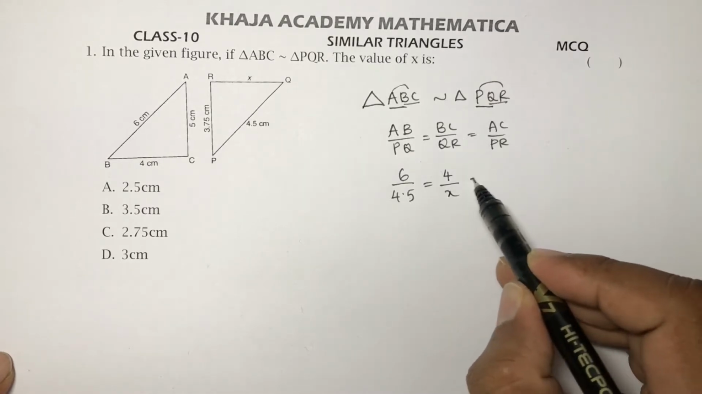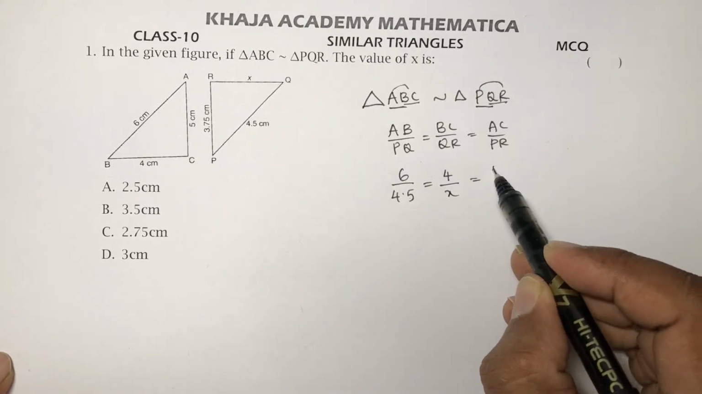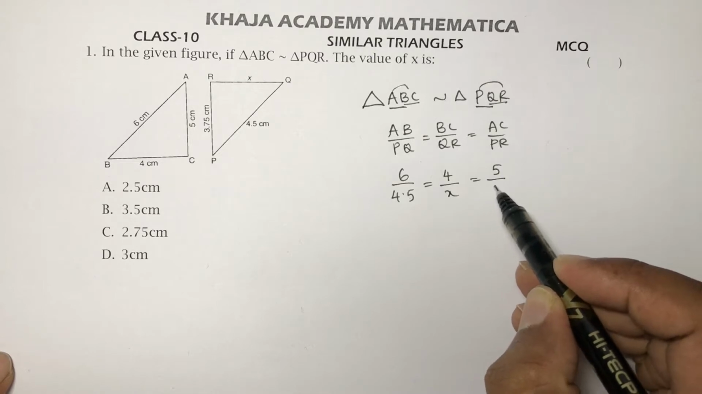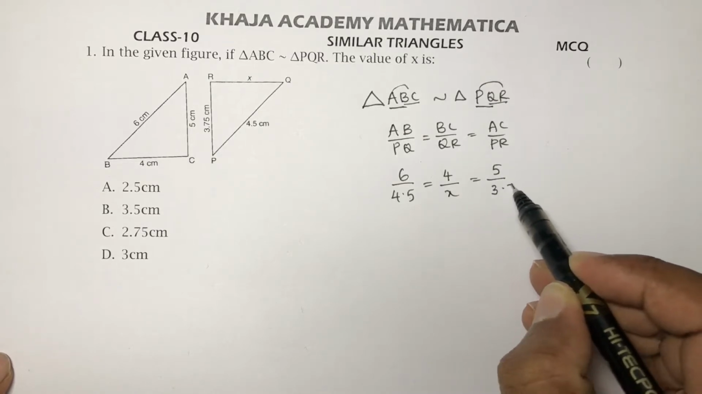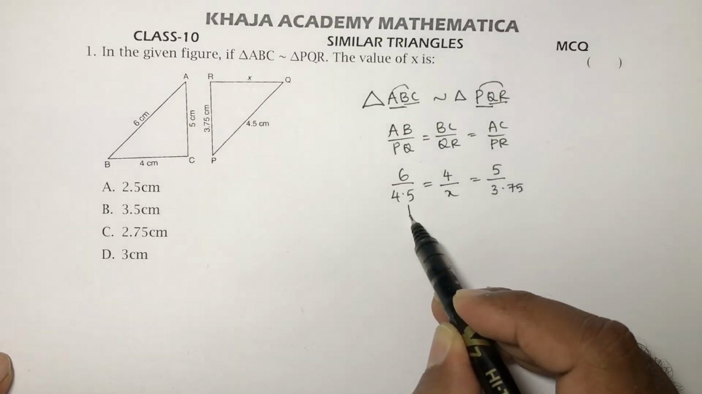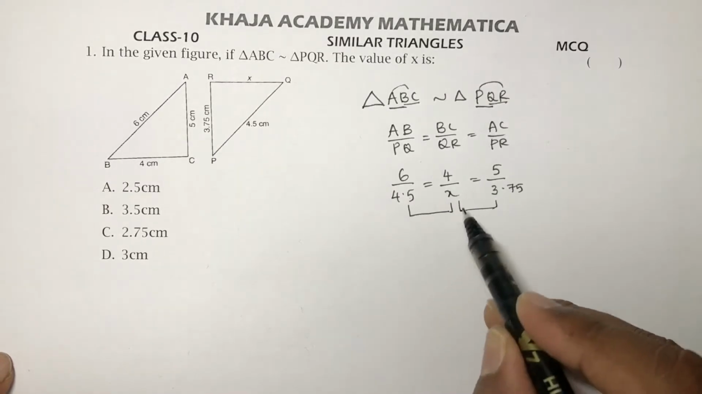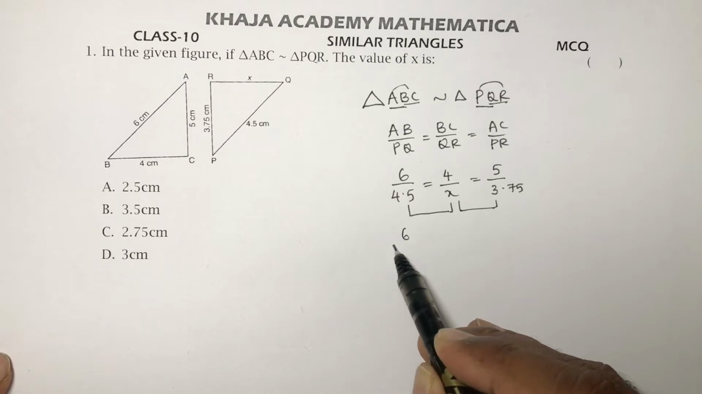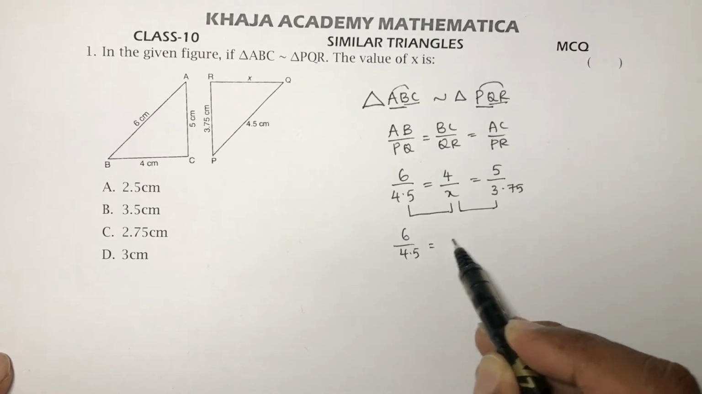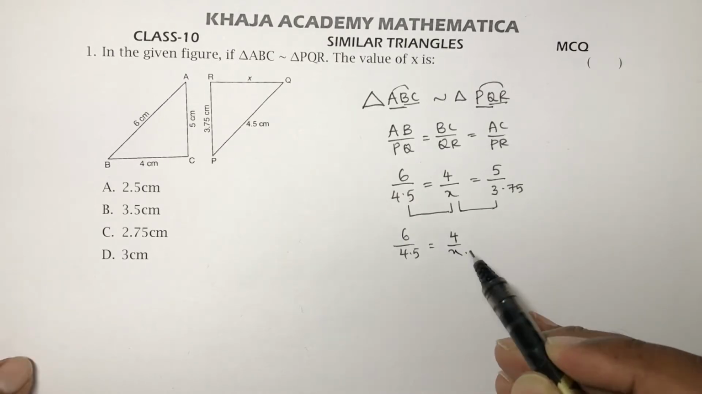So if you equate, now on the other side, what is AC? AC is 5 and PR is 3.75. If you equate these two, you'll get the value of X, or you can equate these two also. So I'll take the first two. 6 by 4.5 equals 4 by X.